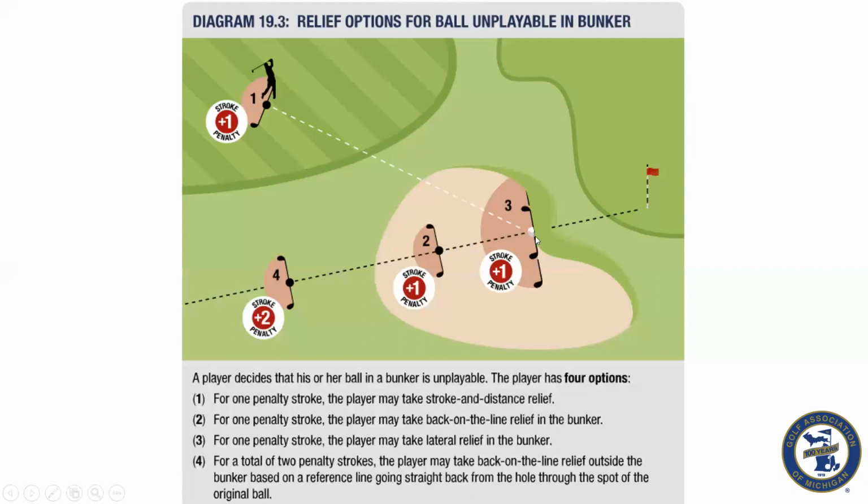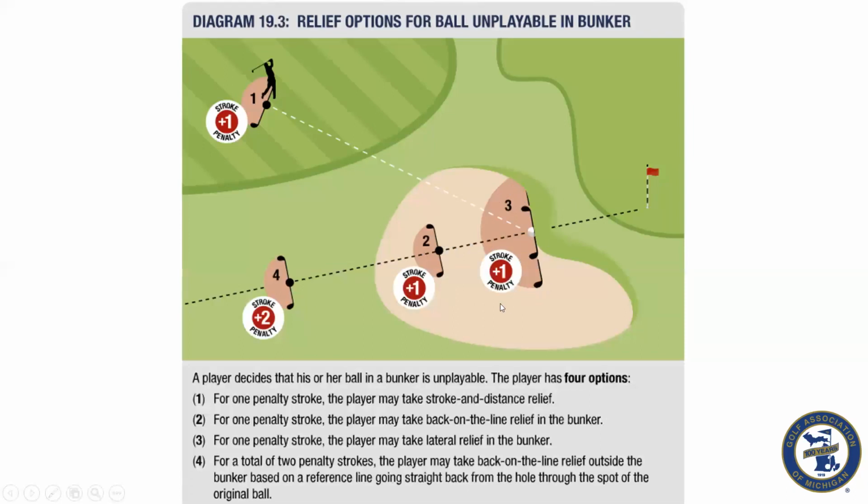And then the 2 club length options, you can see here that in this case, it's not a complete 2 club lengths half circle, because it's cut off here. The relief area is cut off by the edge of the bunker. And the player can't drop here, even though it's technically within the 2 club lengths, because the ball has to be dropped in the bunker here for a 1-stroke penalty.